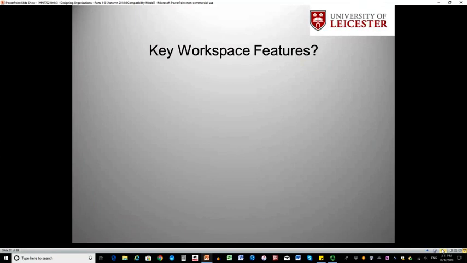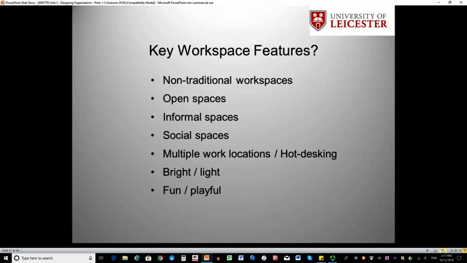Now all of those are really interesting workspaces. So what are the key features of these workspaces? Well, all of these examples I've just shown you are very non-traditional workspaces, particularly the last example that looks like it's come out of Las Vegas. If you've been there, you'll know what I mean.